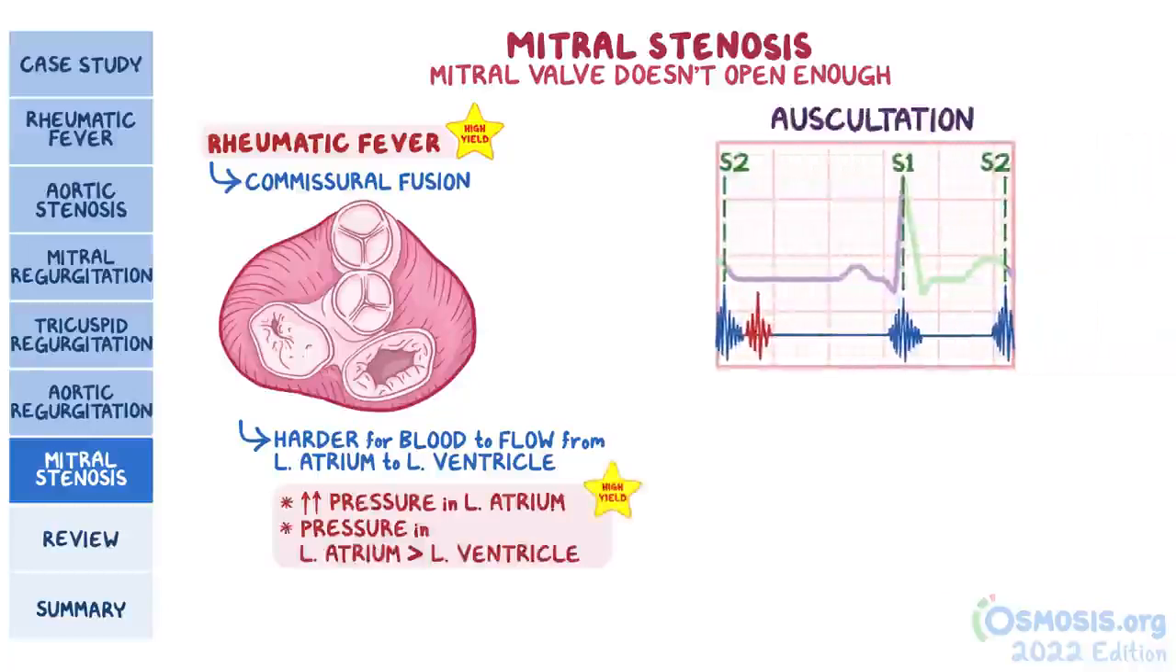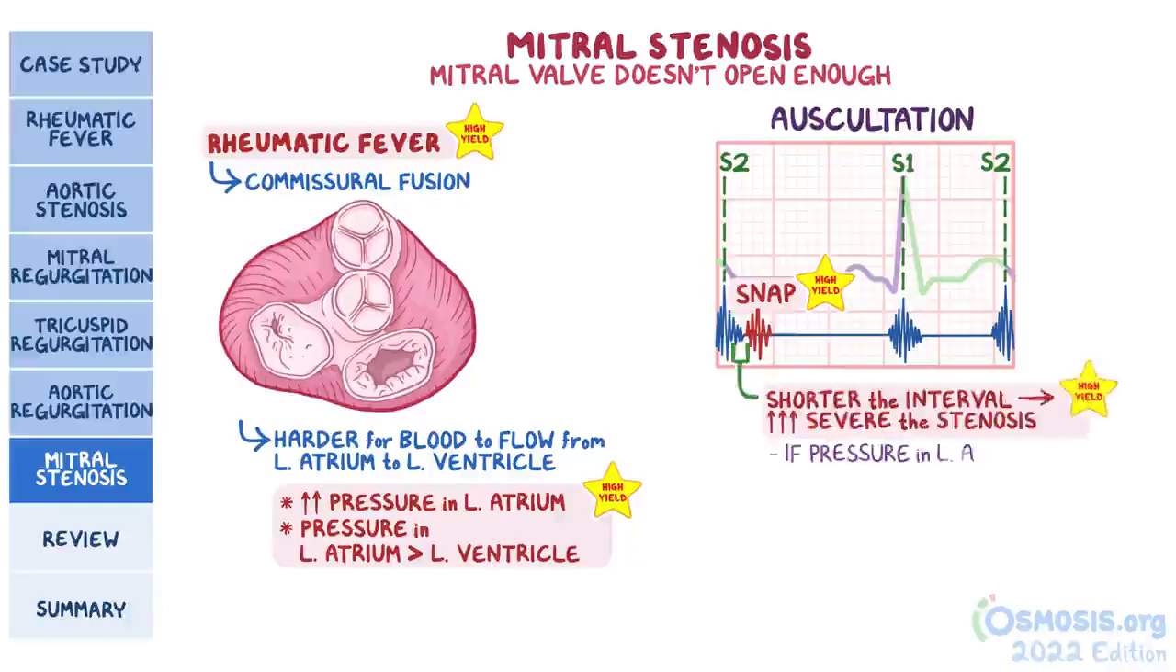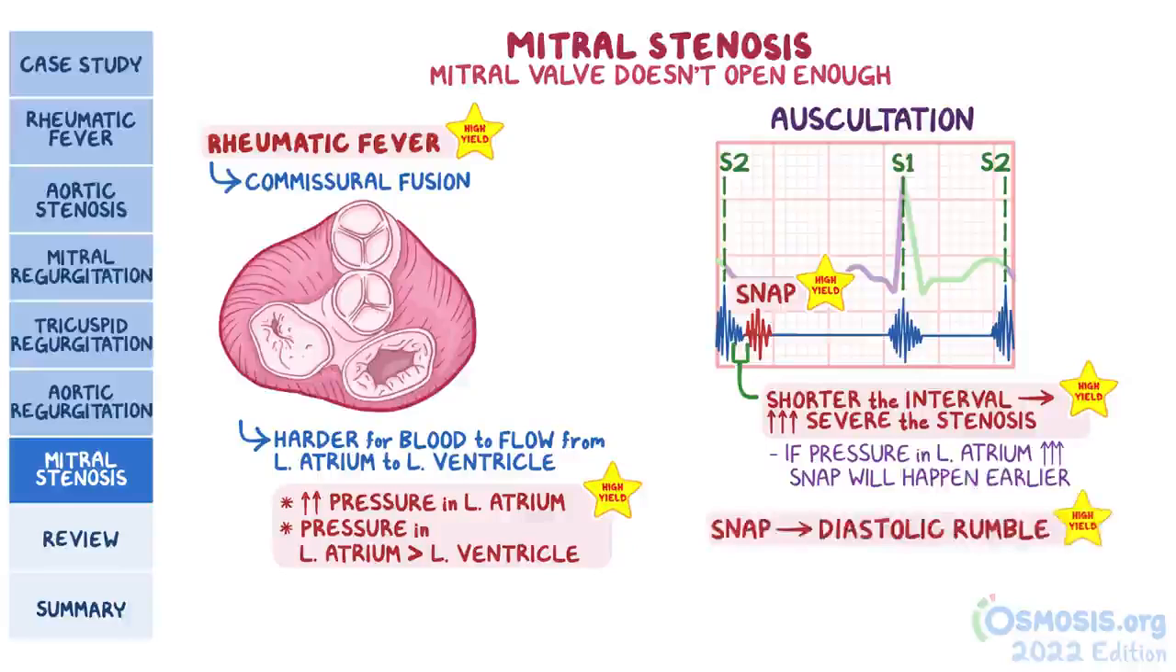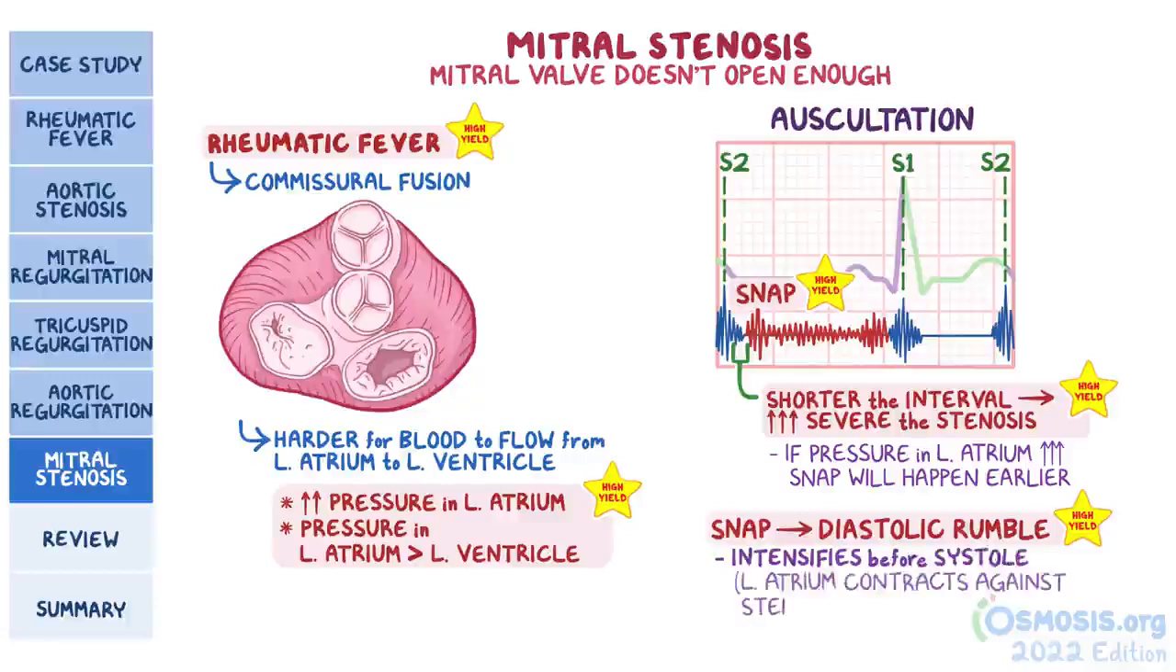On auscultation, the pressure against the fibrotic mitral valve makes a snap sound when it opens, which you can hear milliseconds after S2. A high-yield concept is that the most reliable indicator of the severity of mitral stenosis is the interval between S2 and the opening snap. The shorter the interval, the more severe the stenosis, because when the pressure in the left atrium gets higher, the snap will happen earlier. Finally, this opening snap is followed by a diastolic rumble, as blood is forced through the smaller opening. This rumble intensifies just before systole because that's when the left atrium contracts against the stenosed mitral valve.